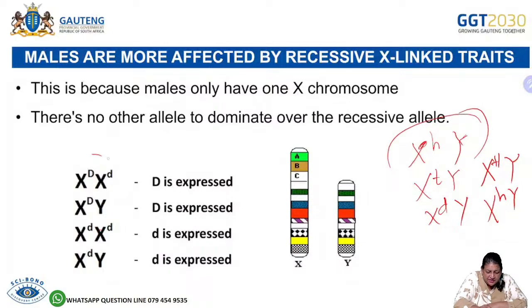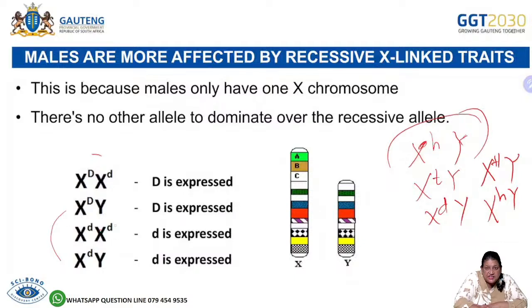Here, the second one, this male, he was normal. But when he has X to the power small d Y, it means this male is colorblind. And here he is normal.